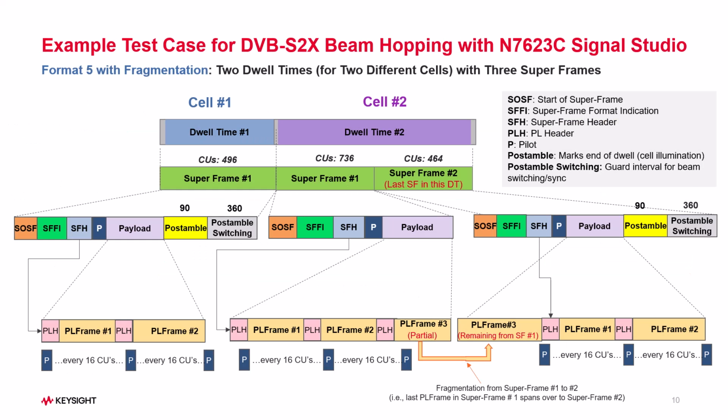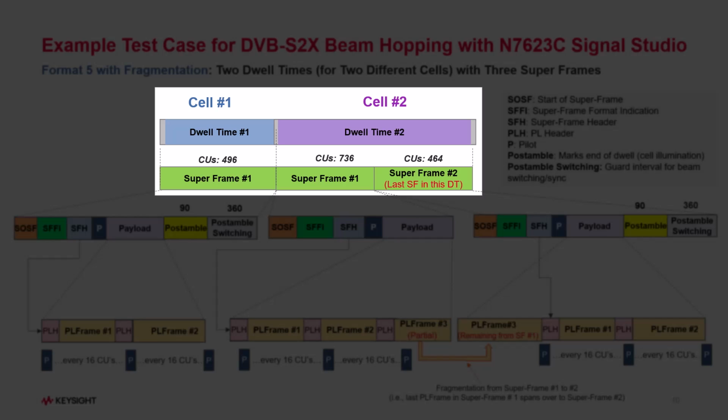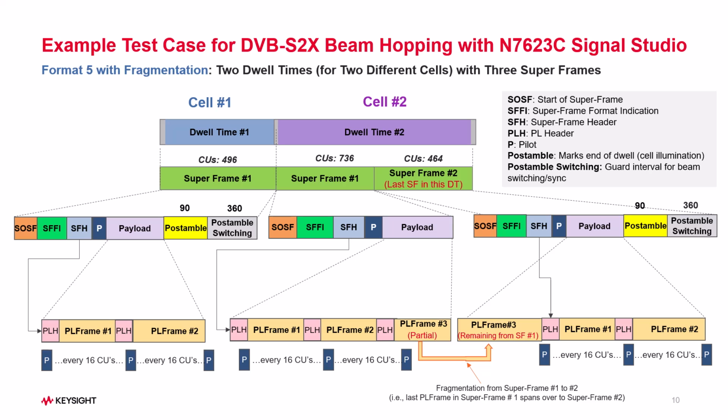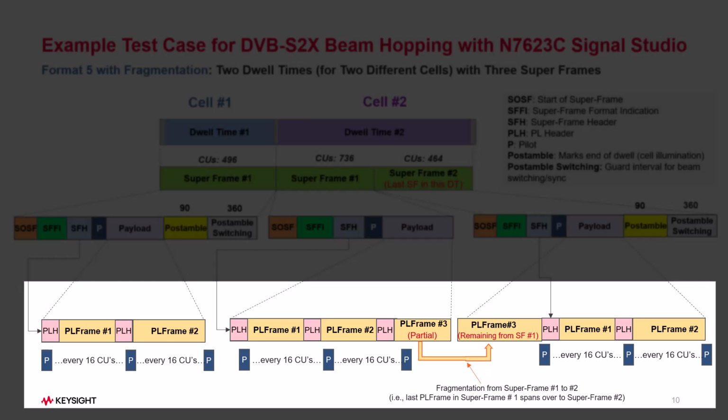Let's build a real-world example in Signal Studio. 2 dwell times for 2 cells. Cell 1, 1 superframe with 496 CUs. Cell 2, 2 superframes, one with 736 CUs, one with 464 CUs. Inside, Cell 1's superframe has 2 PL frames. Cell 2 superframes has 3 PL frames and 2 PL frames. Here's how to do it.